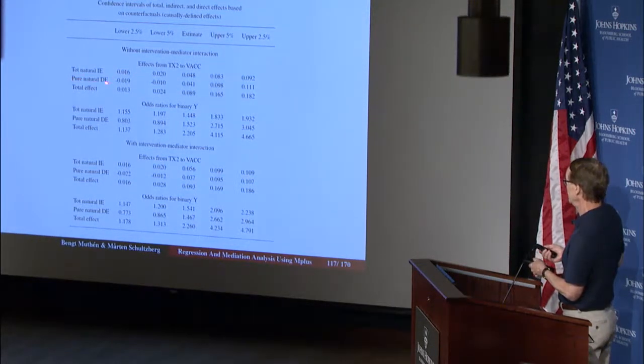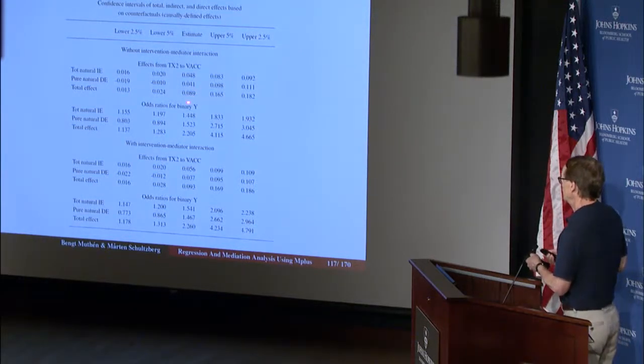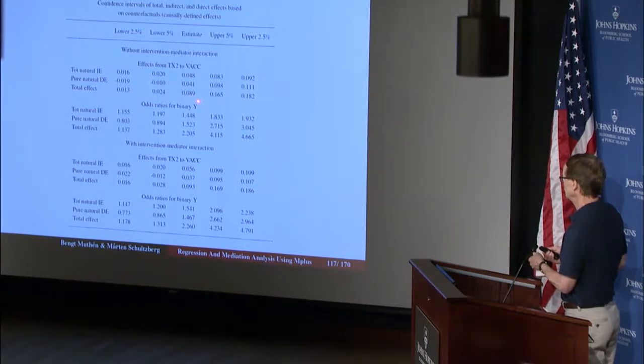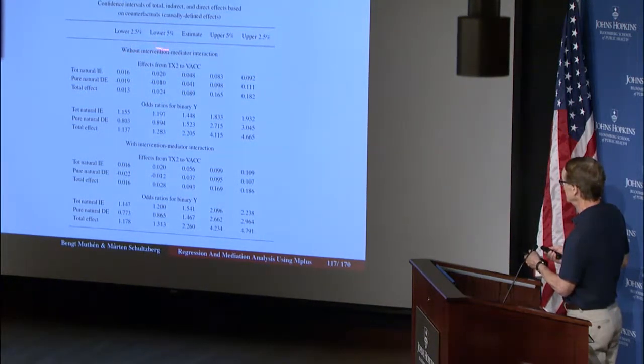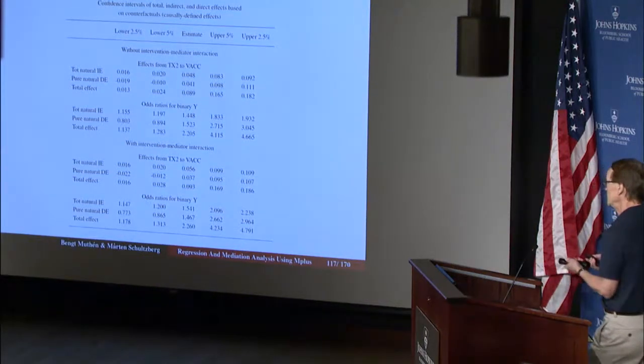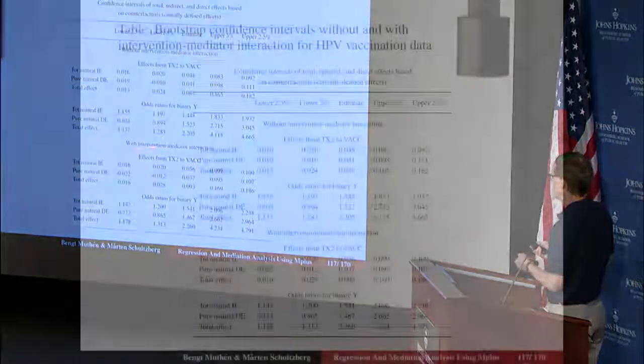Whereas the direct effect is not significant, these intervals include 0, so that's not significant. Total effect is significant, and that's how big it is. And you can look at it in odds ratios as well. Now this is without intervention-mediator interaction. What we really showed in the picture is the one with intervention-mediator interaction.